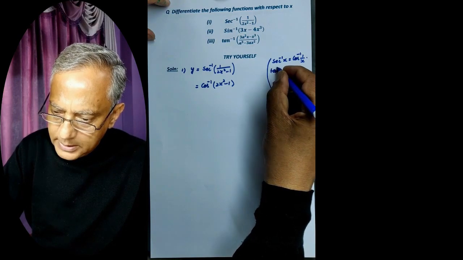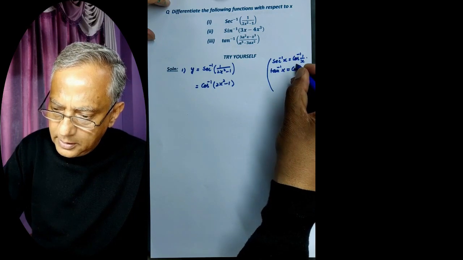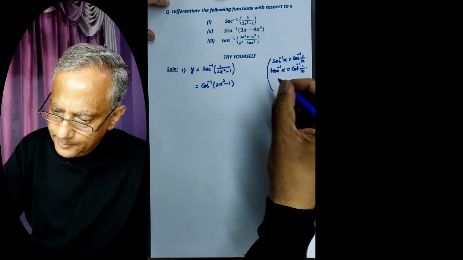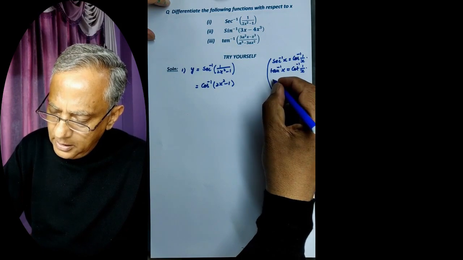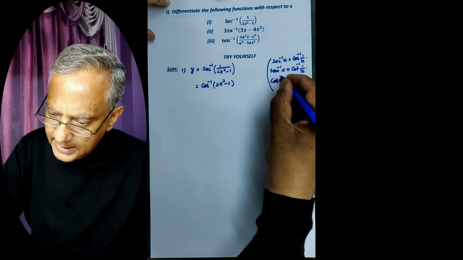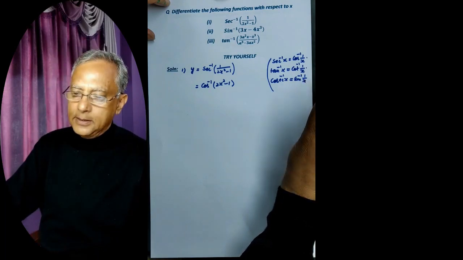Tangent inverse x is cotangent inverse 1 by x. Reciprocal of tangent is cotangent. And similarly, we have cosecant inverse x is sine inverse 1 by x.